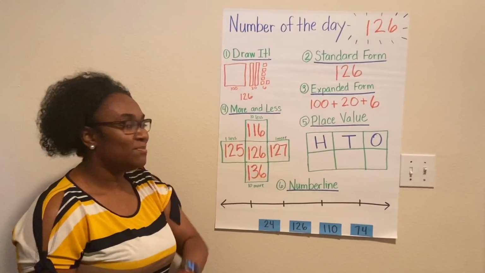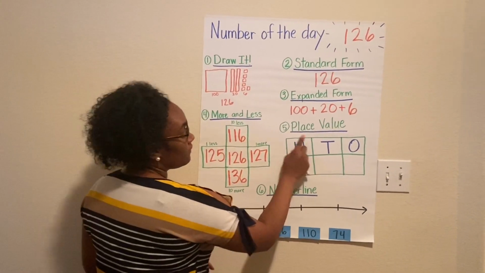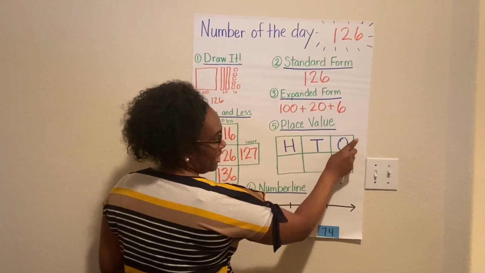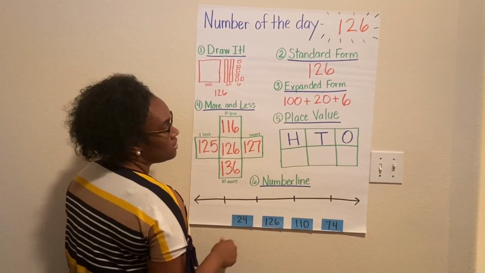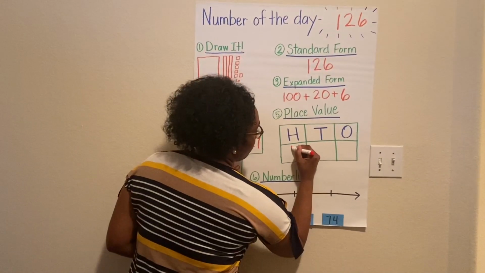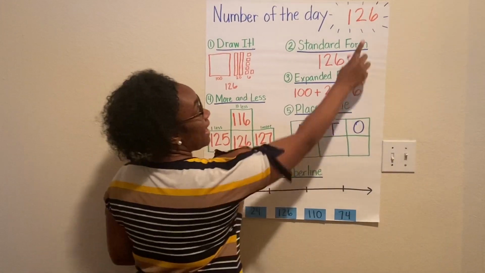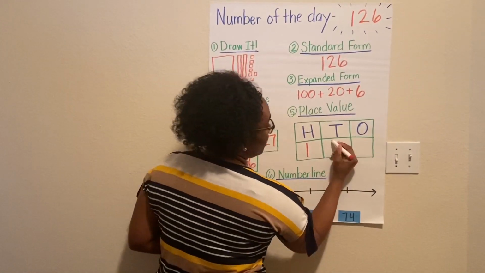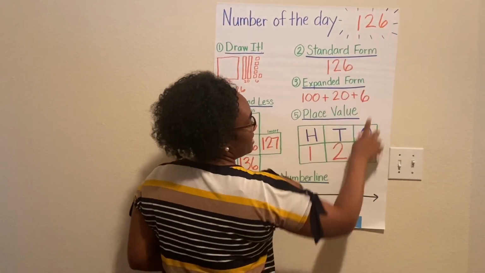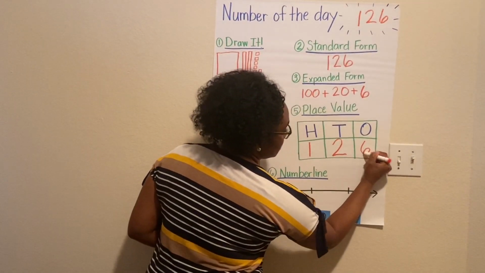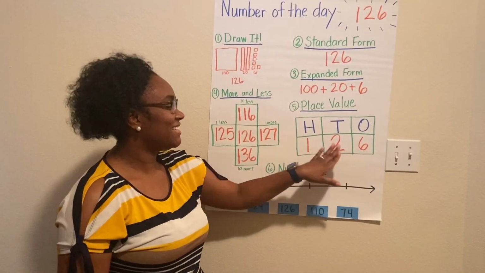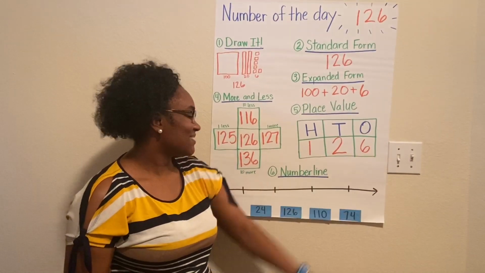Then we're going to move over to place value. We have H is for hundreds, T is for our tens, and O is for ones. So look at our number. How many hundreds do we have? We have 100. How many tens are in this number? There are 2 tens. And then how many ones are in this number? There's 6 ones for our place value. 1 hundred, 2 tens, and 6 ones.